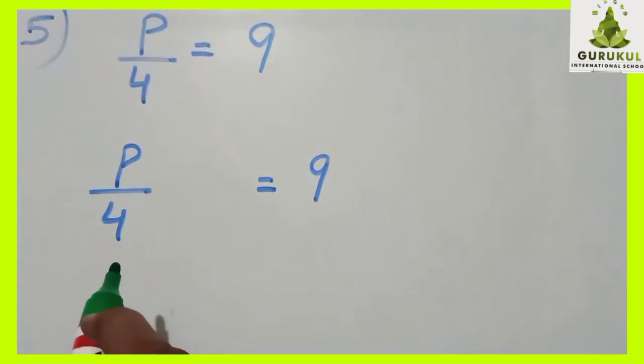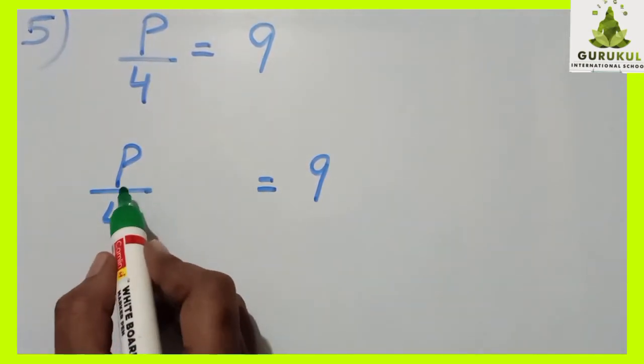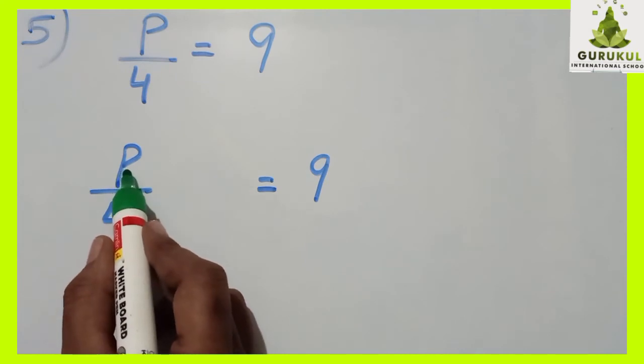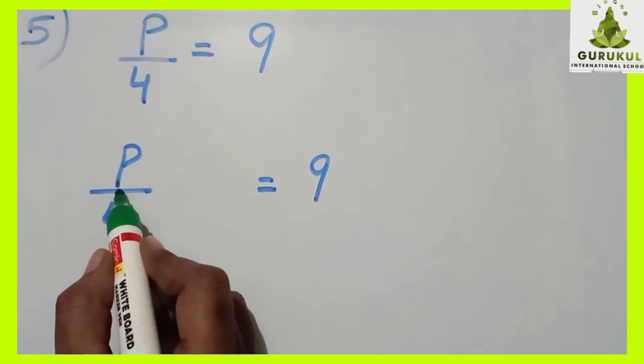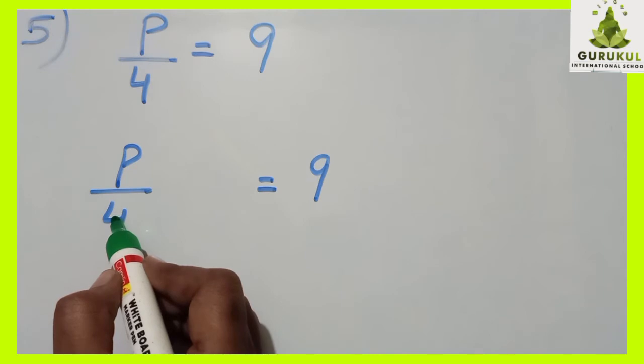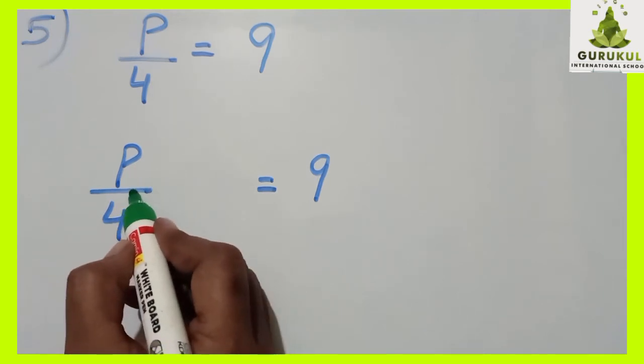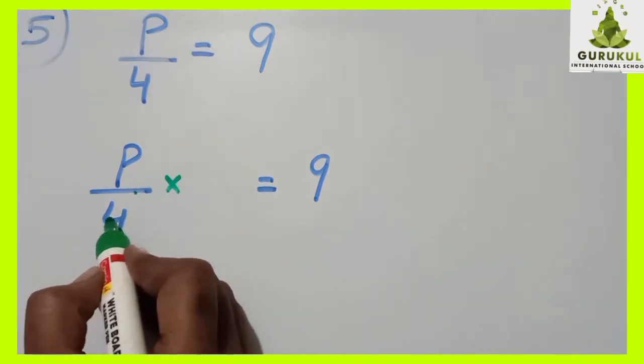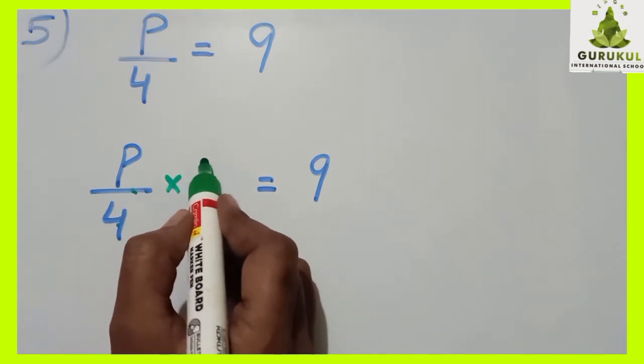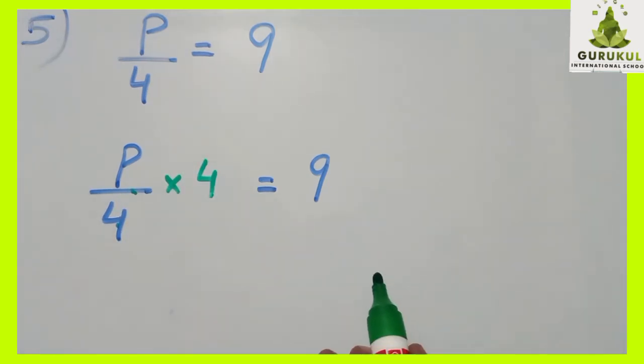Fifth one is p divided by 4 equals 9. Now p divided by 4, I want only p here. It is here divided by 4. I don't want this division and this 4. So its opposite: the opposite of division is multiplication. And division by 4, multiplication by 4. Is it clear? Opposite I did here.